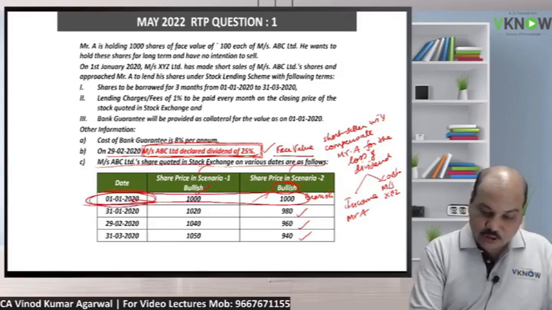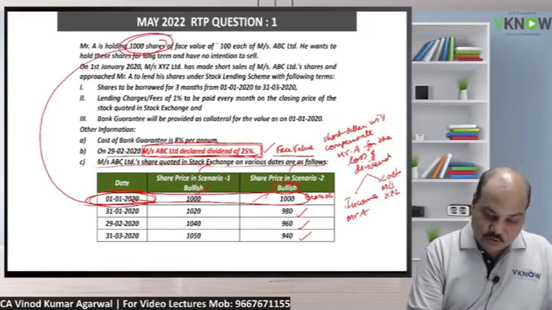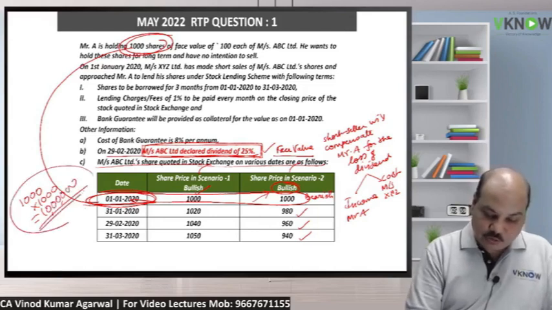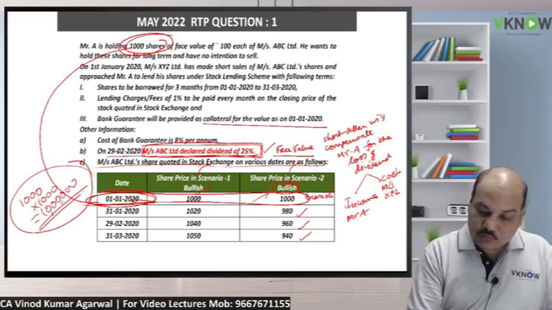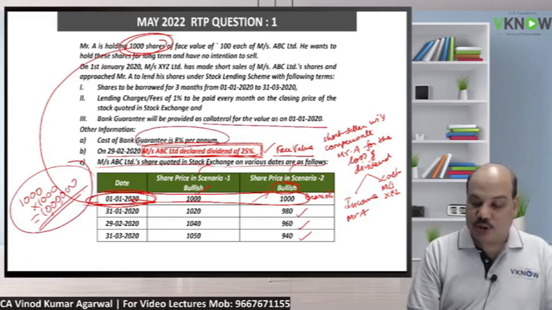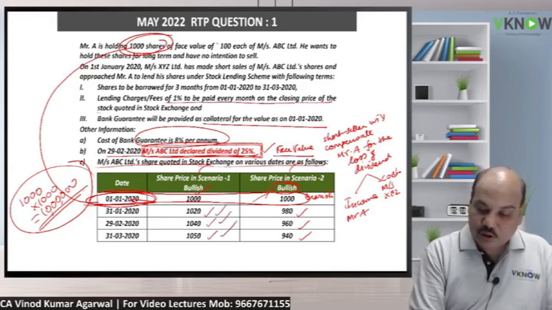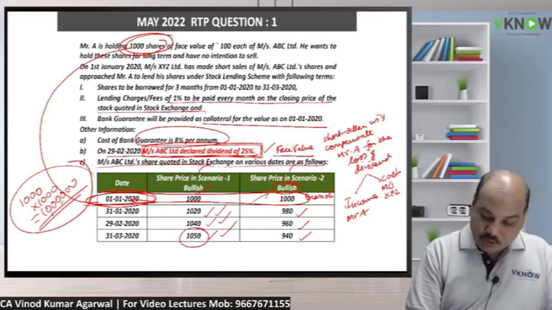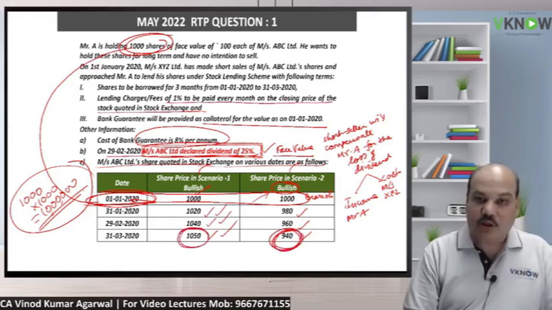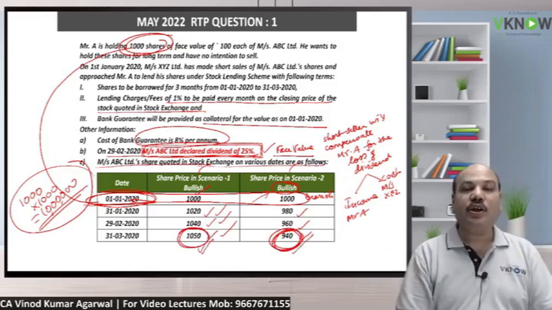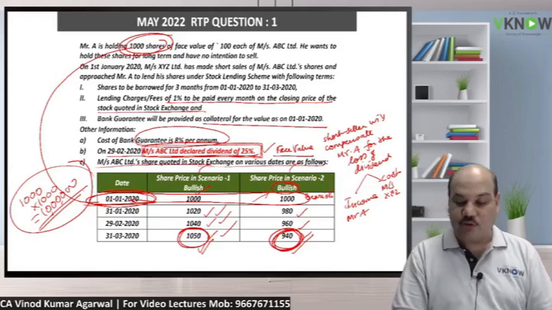This is the price at the beginning. On 1/1/2020, Mr. A is holding 1000 shares. So the market value of his shares is 10 lakh rupees. This will be required for calculation of bank guarantee also. And these are the prices on different dates. This will be required for calculating the stock lending charges, plus this last price, that is after 3 months, whatever is the price, that will be required for calculating the gain or loss of short seller also. Is it right? So this is the data.